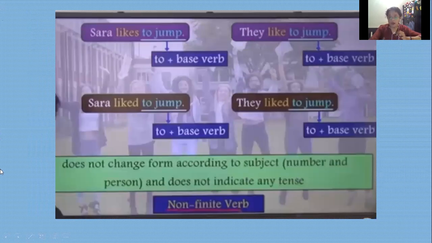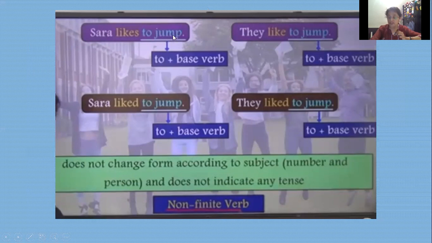Again it is a base form. Sarah liked to jump, they like to jump. To plus base form. Okay, so here we have two verbs. One is changing and another one is not changing, and it is followed by to. So it does not change form according to subject, that is number and person, and it does not indicate any tense. So here you can see this jump and this jump and this jump, and likes and like.